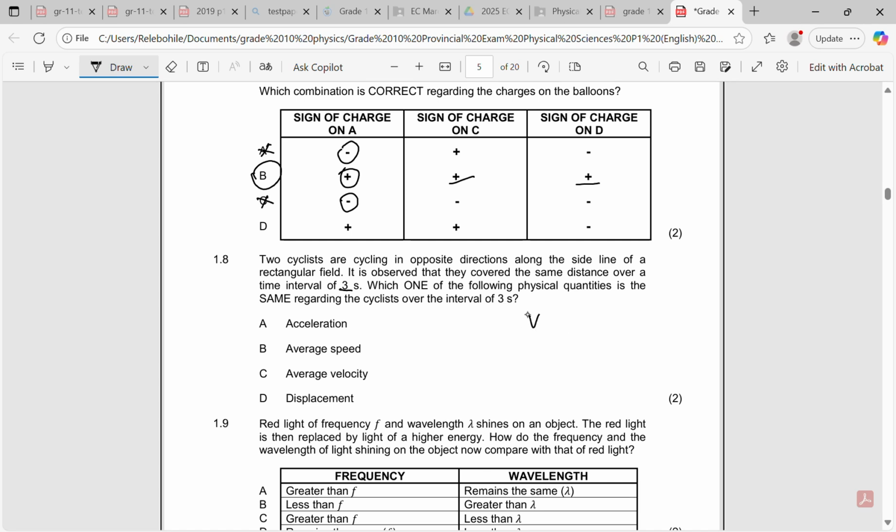This one, guys, talks about average speed, and average speed, as we know, is the total path length covered per unit time. That is the definition of average speed. So they told us that they covered the same distance over a time interval of 3 seconds. So that means we are talking about average speed. That is going to be our option there. The other ones are not going to work.